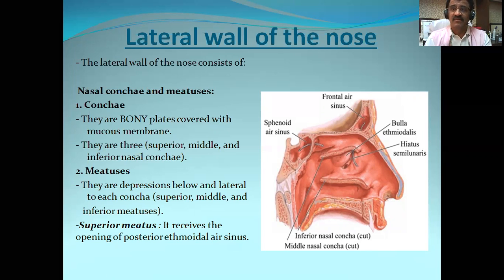Altogether, we collectively call them 4 pairs of paranasal air sinuses: frontal, ethmoidal, sphenoidal, and maxillary. These are the 4 pairs, four on this side and four on that side. But the ethmoidal sinus has 3 divisions: anterior, middle, and posterior. That is why one of those divisions, the posterior ethmoidal sinus, opens in the superior meatus. Here you can see the opening of only one part of the ethmoidal sinus. The other 2 we will see in the next slide.